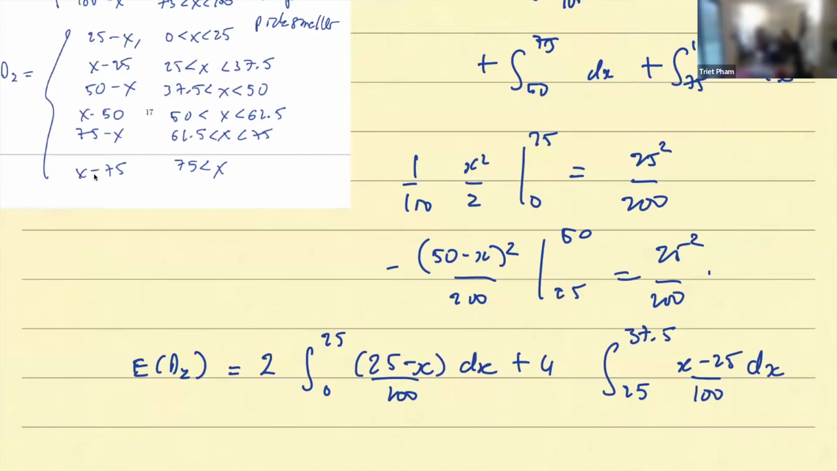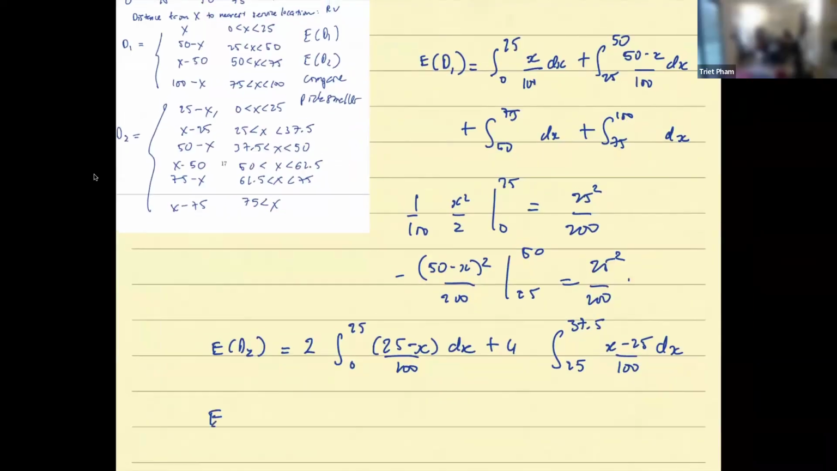Agree? And while we're at it, I was saying the expectation of D1 is 4 times the integral from 0 to 25 of x over 100 dx. Any question?